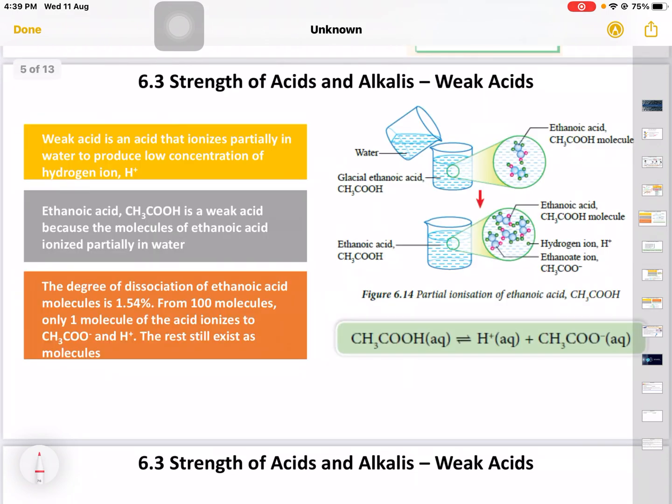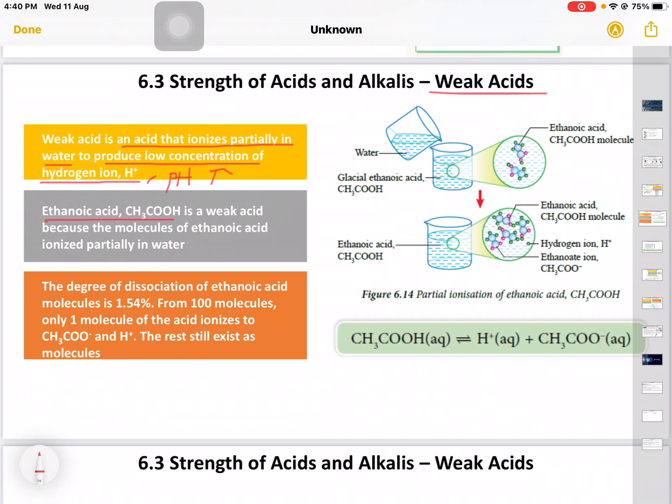Okay, now move on to the weak acid. What is weak acid? The definition for weak acid is an acid that ionizes partially in water to produce low concentration of hydrogen ion. And relating to subtopic 6.2, the lower the concentration of hydrogen ion, the higher the pH value. Again, as the concentration of hydrogen ion is low, the pH value is high. So it relates with subtopic 6.2. An example of the weak acid is ethanoic acid.